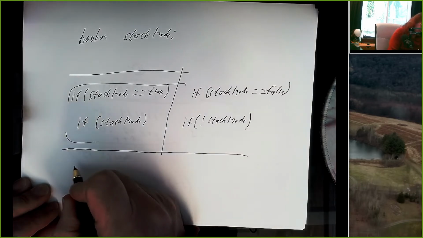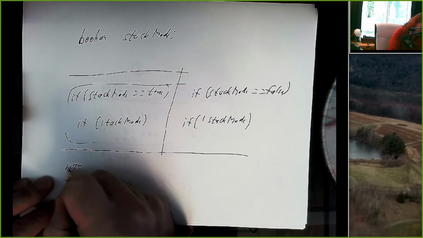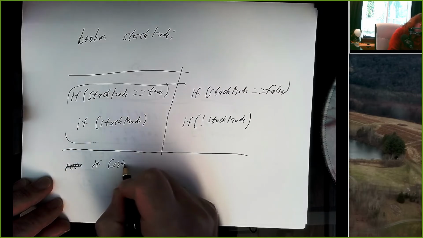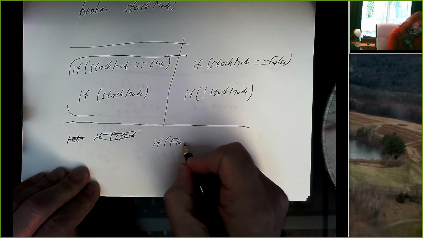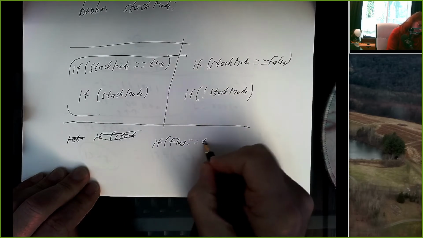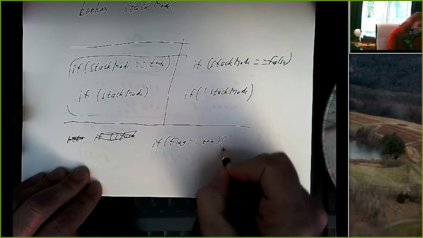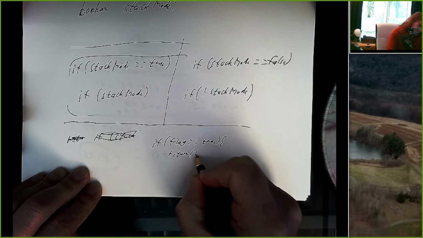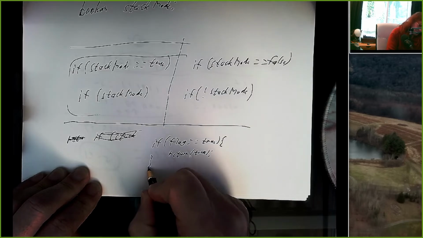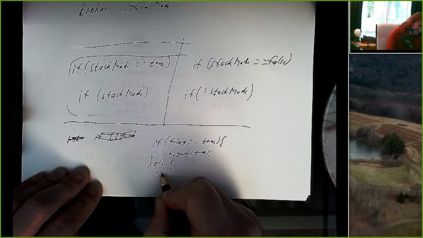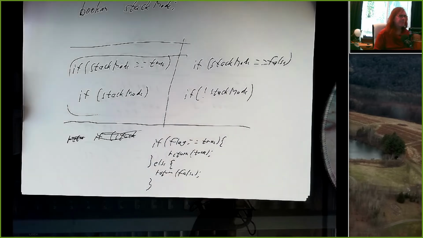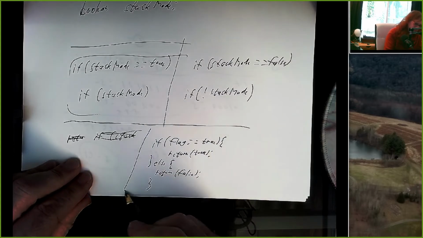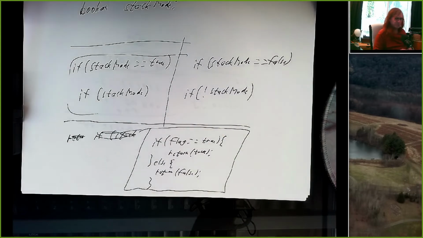And so you might see things like this. If flag equals true, return true, else return false. So I'll see code fragments like this sometimes in people's programs. What's a simpler way you could write that?